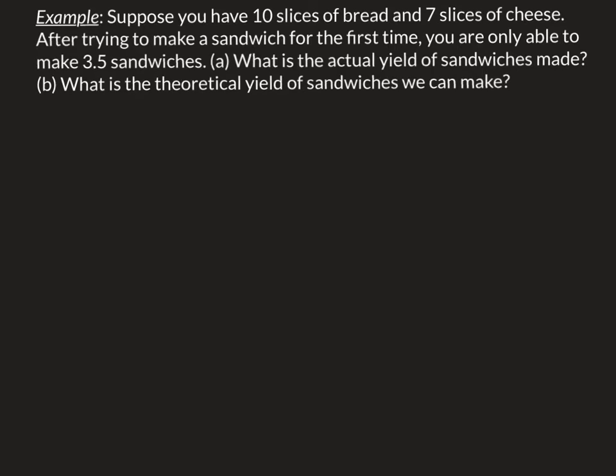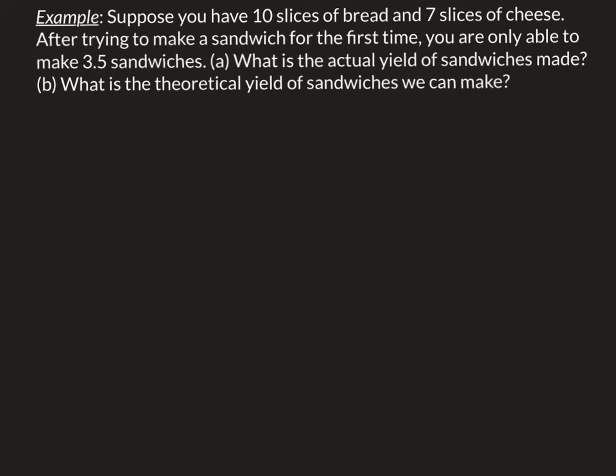And this is part of the analogy to get you guys thinking about what we're doing here. Notice part of this is the same example that I used last week when introducing limiting and excess reagents. It's just been slightly modified to fit what we're trying to do this week, okay? So the example says, suppose you have 10 slices of bread and 7 slices of cheese. After trying to make a sandwich for the first time, you're only able to make 3.5 sandwiches. So it's your first time ever attempting to make a sandwich. Unfortunately, all you can make is 3.5 sandwiches from what you're given, okay?